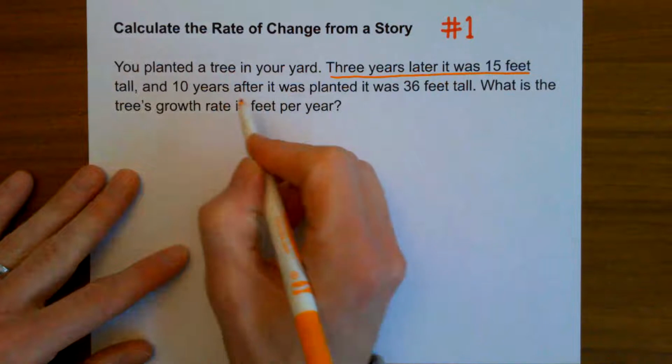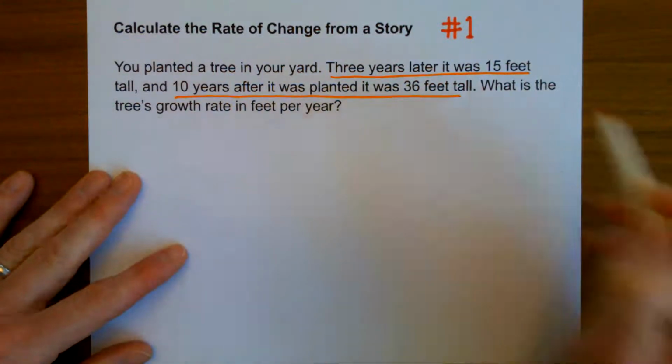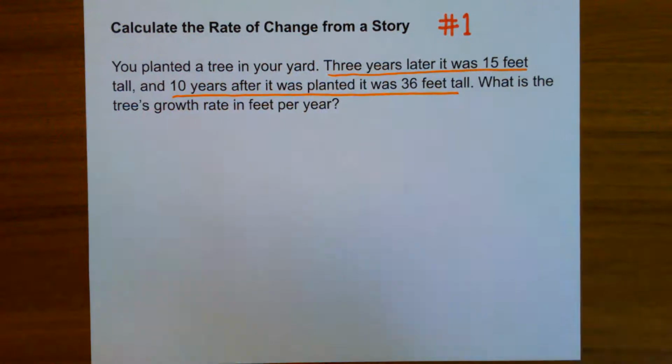And the second piece of information is that 10 years after you planted it, it was 36 feet tall. So we want to use those two pieces of information to calculate the growth rate in feet per year.